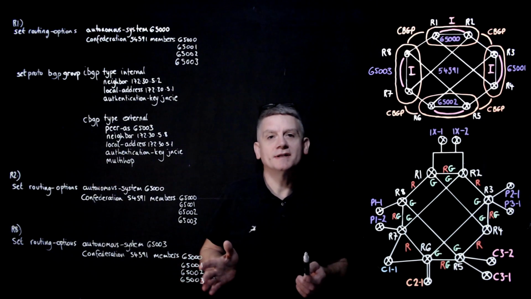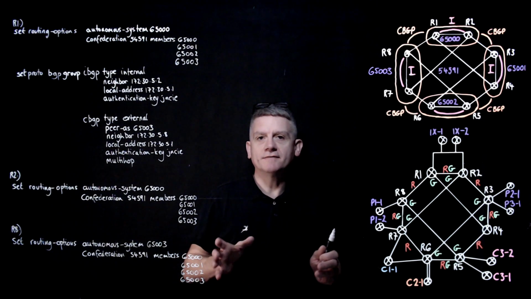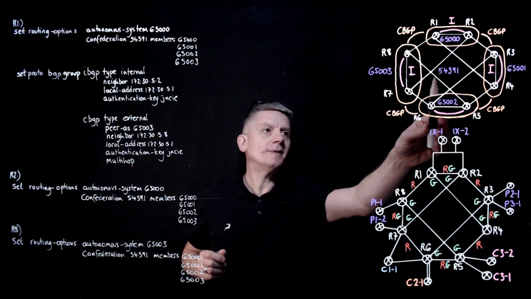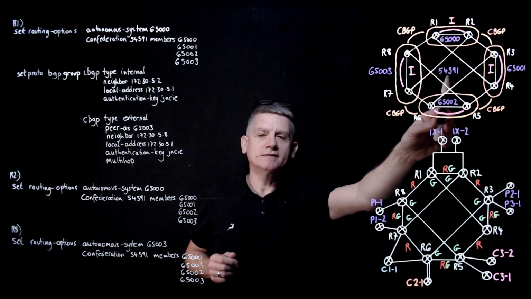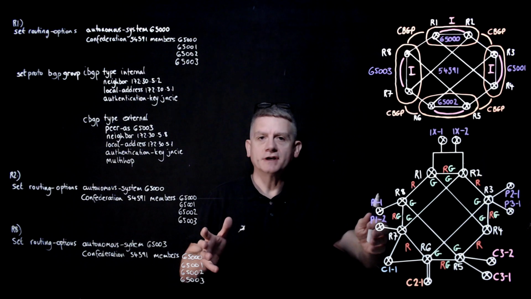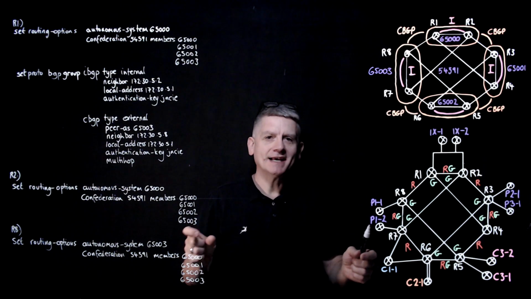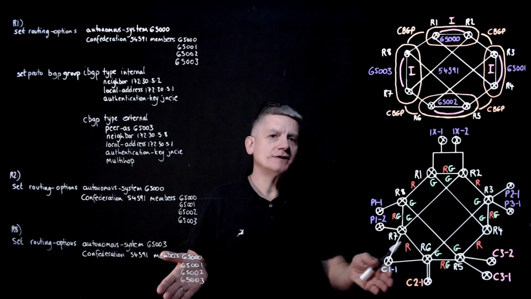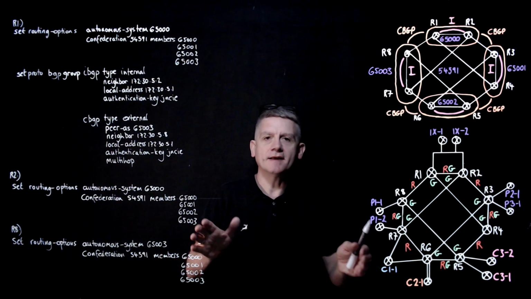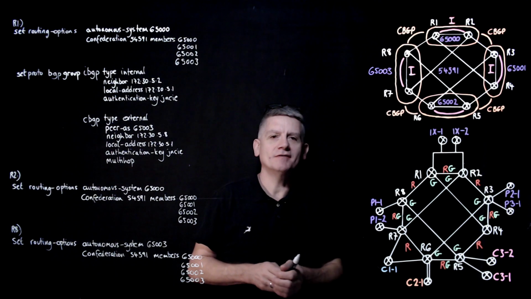Okay, so this is really quite an important step. We're going to be turning on a confederation. Now, our true AS number is 54591, and we're going to make that a confederation. Then inside the single confederation, we're going to have some mini AS numbers, which we may refer to as confederations, but really they're the mini AS within the single confederation.